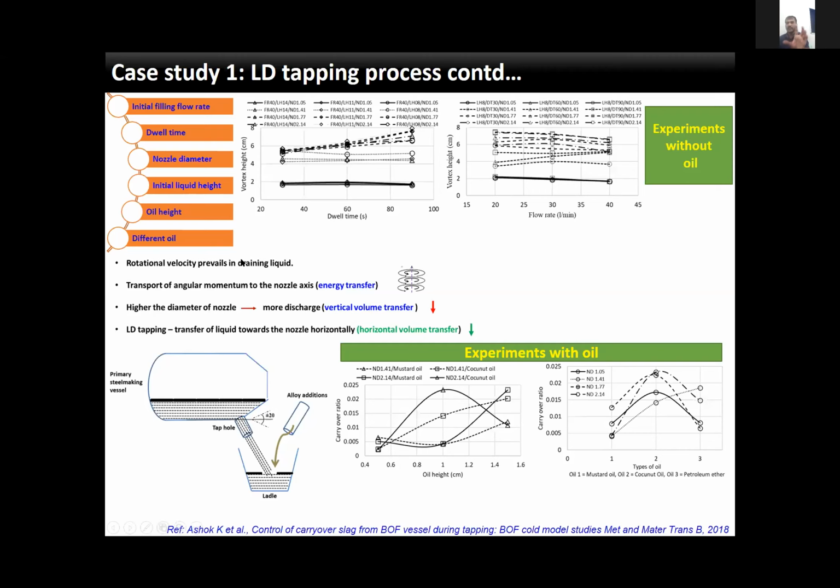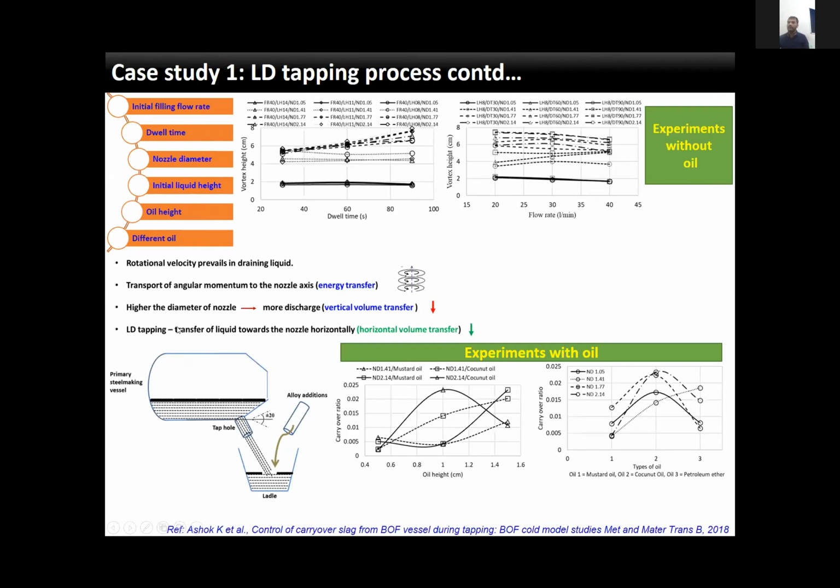There is a rotational velocity prevailing in the draining liquid. Rotational velocity, I am here referring to as residual motion. There is a transport of angular momentum to the nozzle axis. For the formation of vortex, the angular momentum in the liquid has to be transported and aligned to the nozzle axis. When this alignment of the angular momentum happens right above the nozzle axis, then the vortex will initiate. This is called energy transfer.